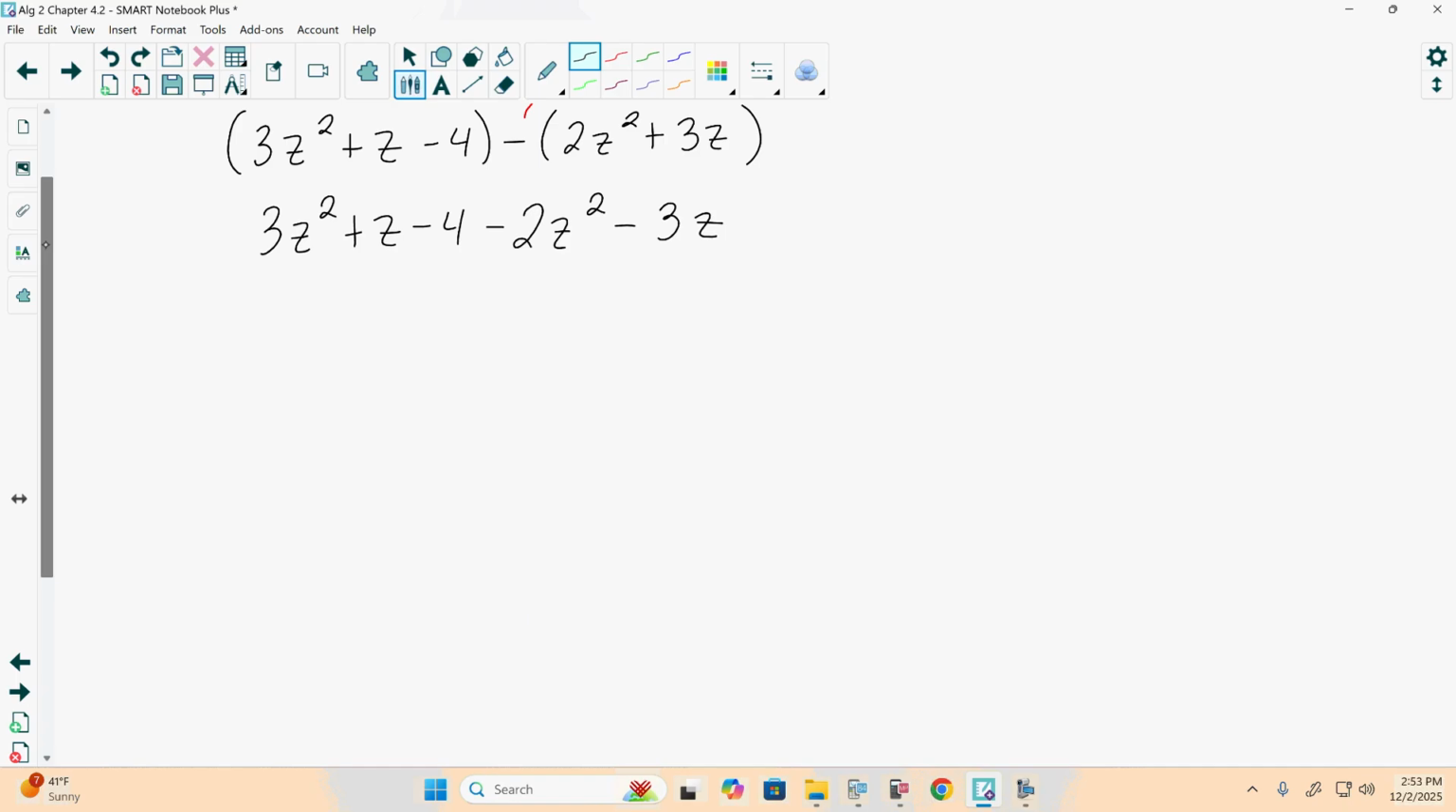Questions on how we got to this point here? You feel good with this so far? Now we need to combine like terms. When we combine like terms like we did before, we can write them next to each other, or we can just look at this here. 3z squared and negative 2z squared are like terms, yes? So 3z squared minus 2z squared, 3 minus 2 is going to be positive 1, or just z squared, yes?